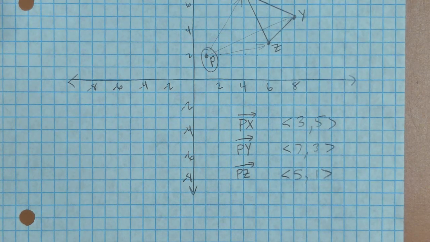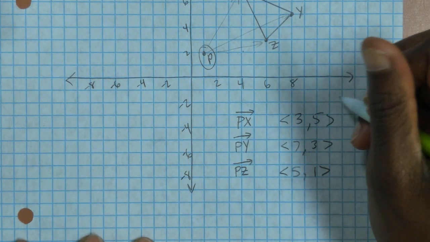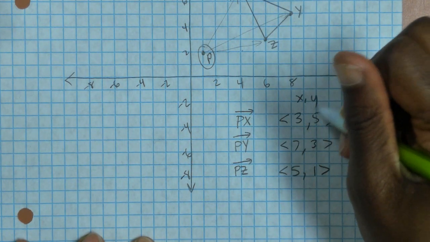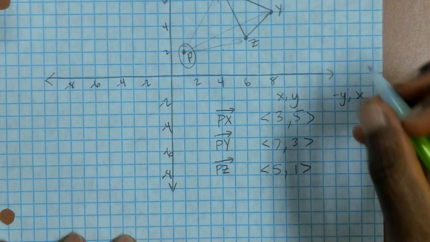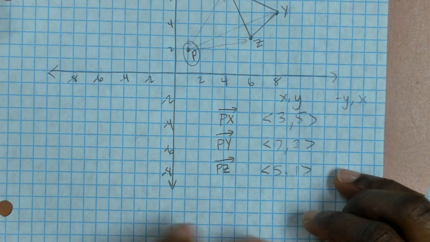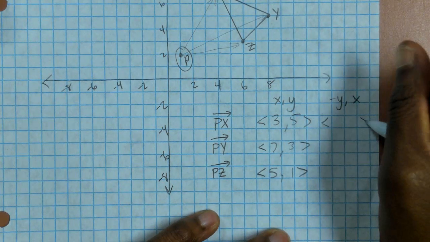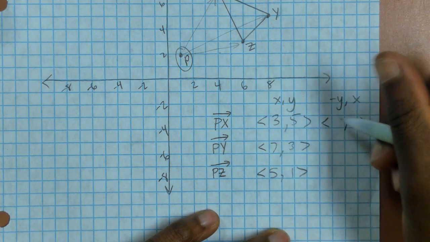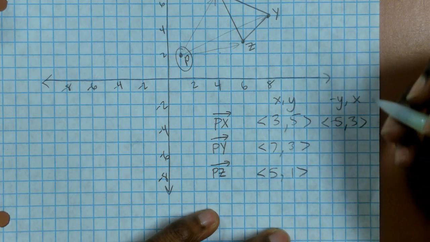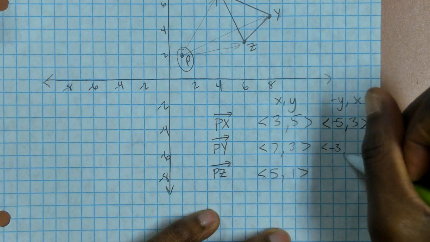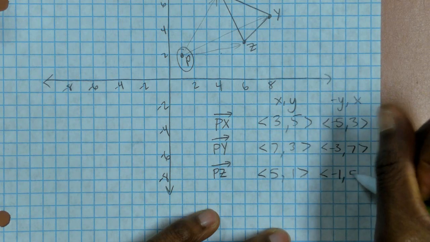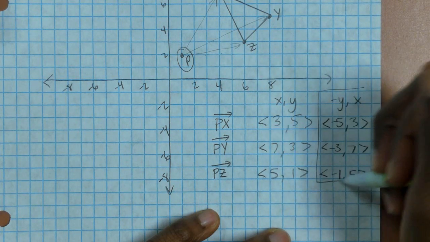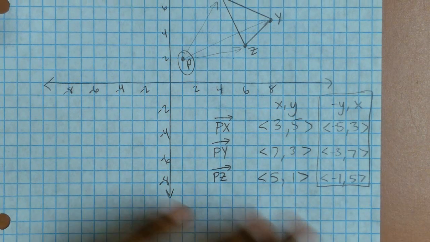And now we want to use the rule for counterclockwise 90. So the rule for counterclockwise 90 is you take the x and y, and you change the order and the sign of the y. So what we're going to do is take the 5 and make it negative, put it in the front, the 3 and make it negative and put it in the front, and the second one, and then the negative 1, make it negative, put it in the front. So these are the new vectors from P.